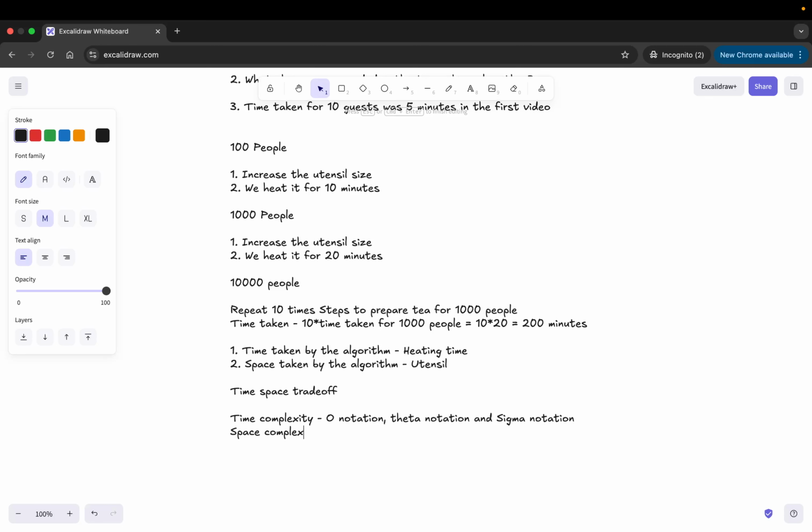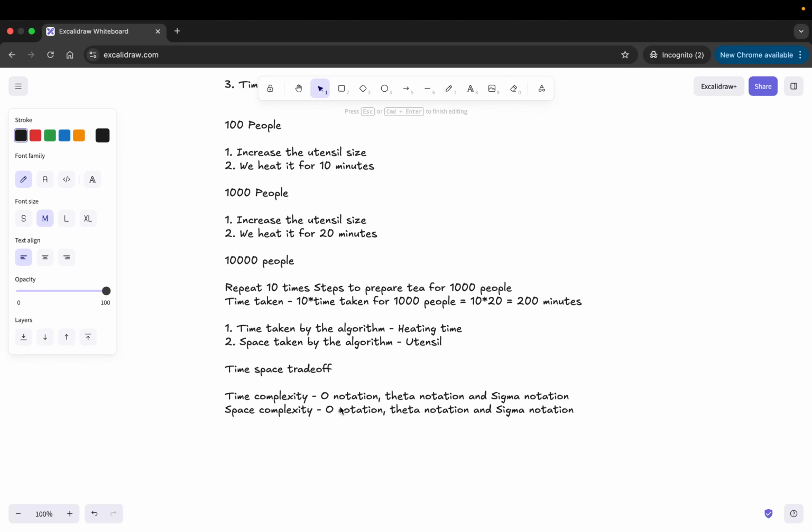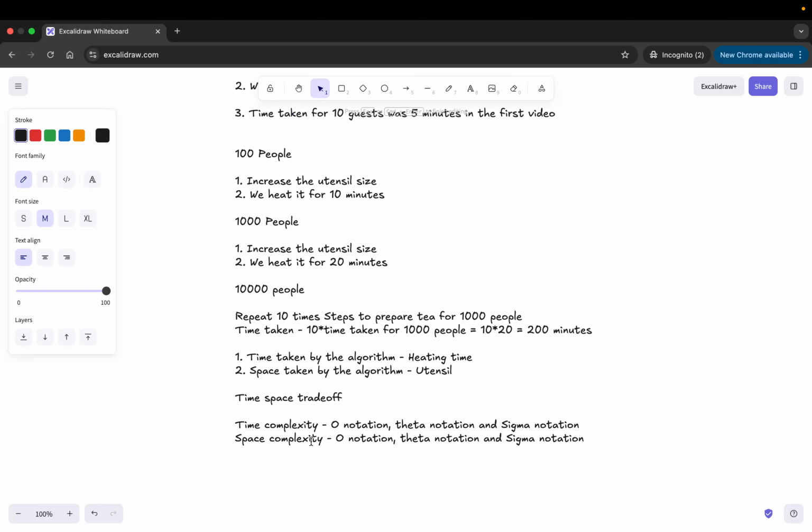It is just a term we use, because just like in mathematics you need symbols to identify some properties. For example, if you have 5 chocolate bars, you use the symbol 5 to denote that you have 5 bars. Similarly, we need some sort of mathematical, alphanumeric symbols to denote the complexity. So we use O notation, theta notation, and sigma notation to define the time complexity and the space complexity.